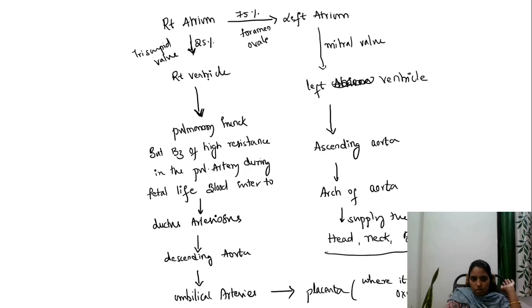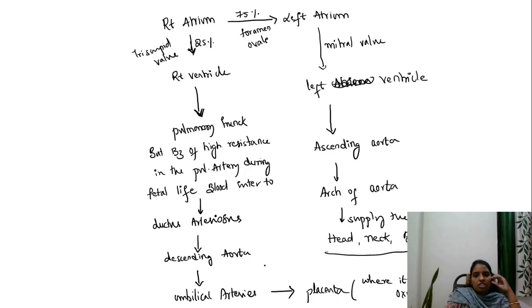25% of the blood enters into the right ventricle. From there, it should enter into the pulmonary trunk. Because of the high resistance of the pulmonary arteries during the fetal life, blood enters the ductus arteriosus, from there to the descending aorta, and from there to the umbilical arteries, and again to the placenta.